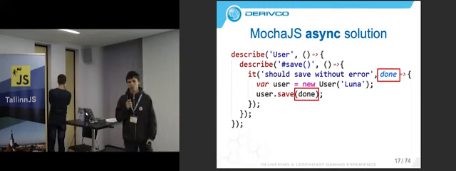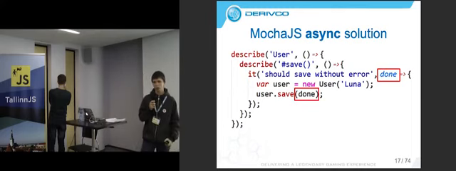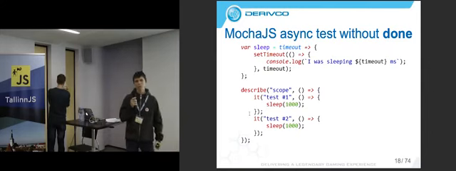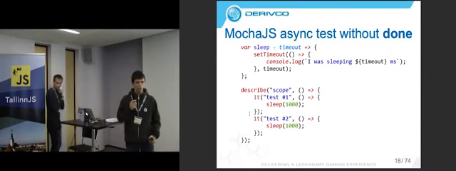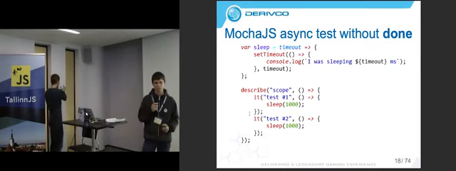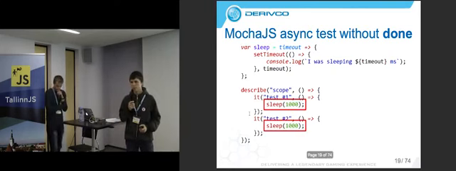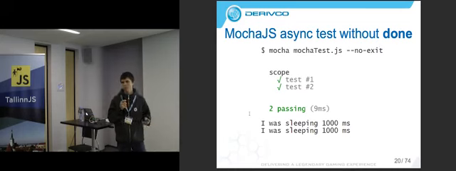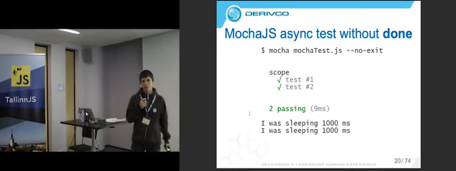Okay, in order to resolve the asynchronous problem, Mocha.js proposed to use a special function called done. This function should be passed to the test and invoked at the end of the last executed asynchronous function in order to notify Mocha.js that the asynchronous test is finished. Let's consider the example, what happens if it is not.